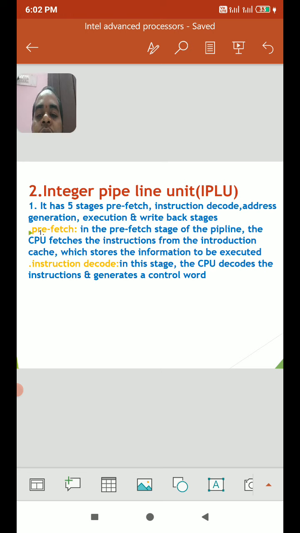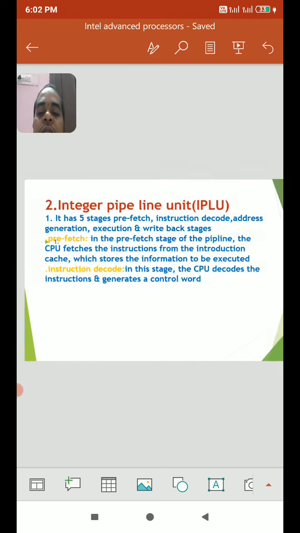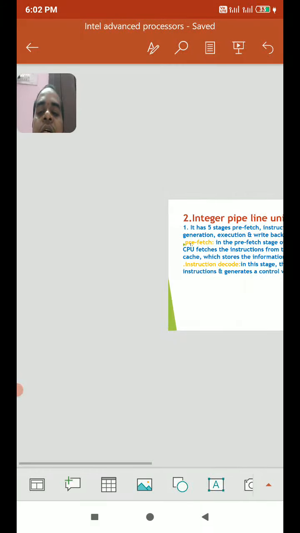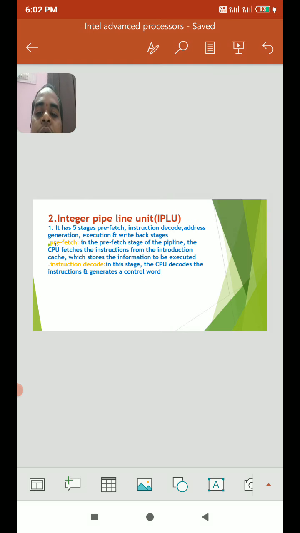Instruction decode. In this stage the CPU decodes the instructions and generates the control word. Already we know that. The decoding stage is performed after the fetching stage. When we fetch the data present in the memory, it goes directly to the decoder, so it can decode. That means it is reading the opcode data and operands data present in that instruction. Based on that, it generates the control word.